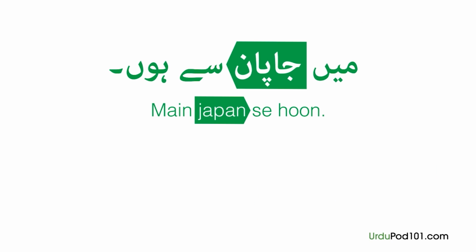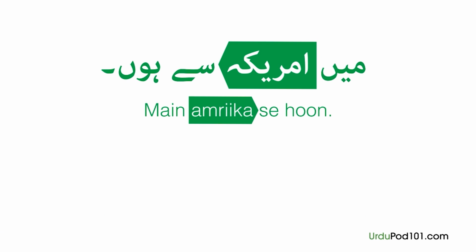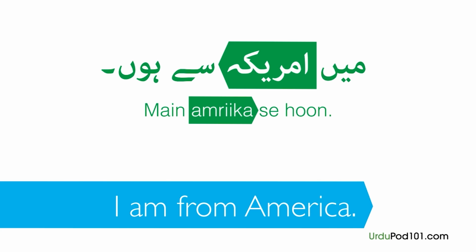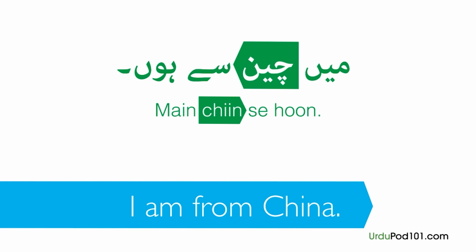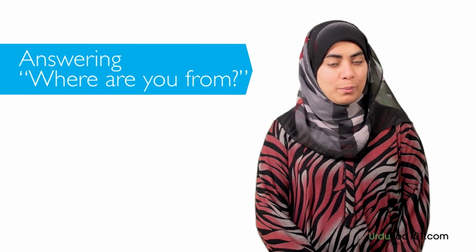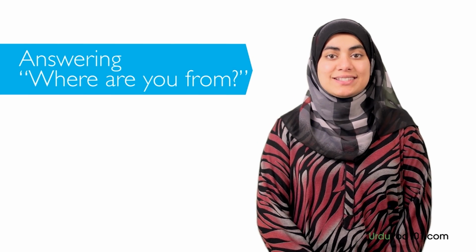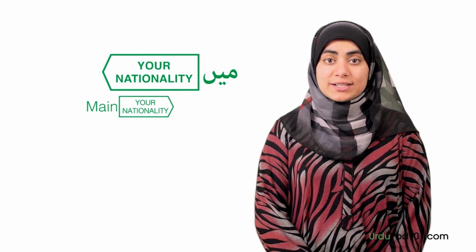मैं जापान से हूँ means I am from Japan. मैं अमेरिका से हूँ means I am from America. मैं चीन से हूँ means I am from China. You can also answer the question, where are you from, by saying your nationality instead of which country you are from. The pattern is मैं, your nationality, हूँ.